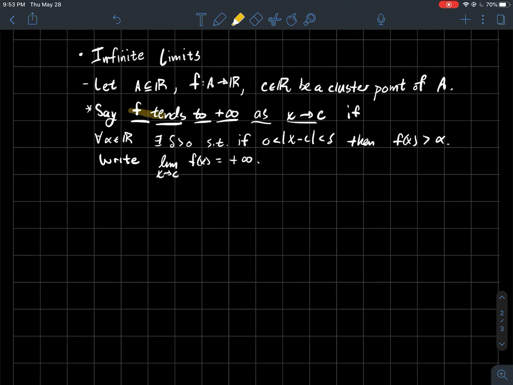So here's the new concept from the older videos. We'll say that this function f tends to positive infinity as x approaches c if the following happens. For every real number alpha, there exists some delta greater than 0, that probably depends on whatever alpha is, such that, again, if x is not equal to c, but x is within delta of c, then f of x should be bigger than alpha. And what we'll write then is the limit as x approaches c of f of x is equal to plus infinity. I think we got a picture for you over here just to make sense of that.